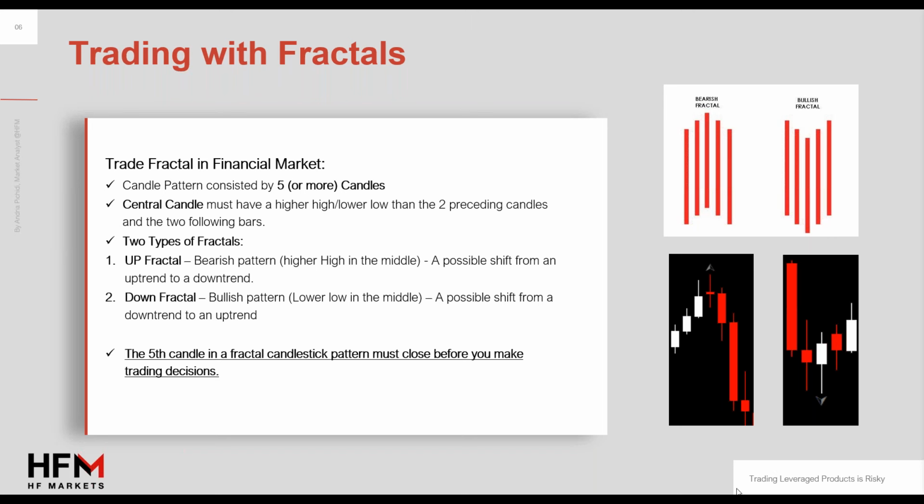So this is how a fractal looks, as I mentioned earlier, with arrows, arrow up, arrow down. In order for that arrow to be created, there is a mathematical formula at the back. You don't need to know the mathematical formula, and I'm not going to present it either. But you should know that a fractal will appear as soon as we have a candle pattern consisting of five or more candles. Okay? But with some criteria in order for this fractal candlestick pattern to be created.